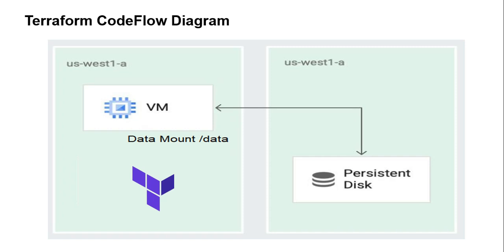Terraform cloud flow diagram. First we are going to provision the VM using Terraform. Later we are going to create the persistent disk, and once the persistent disk is created, we are going to attach it to the VM, and mount it with fstab. So this entire operation I am performing with Terraform. We can see the code soon. Moving to Visual Studio Code.